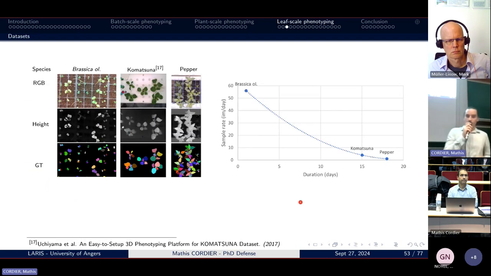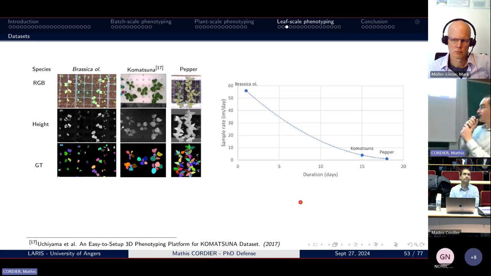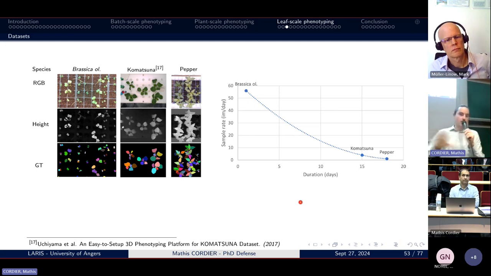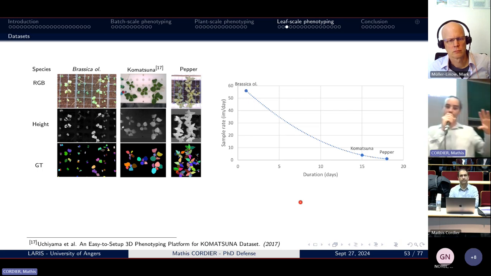So in this part, we used three datasets: the Brassica oleracea dataset that we saw previously, the Komatsuna dataset, which is an open dataset of RGB depth time series, and a paper dataset that we acquired during the PhD. And this combination of datasets is very helpful because we have different time scales, with different sampling rates and different durations of each time series.